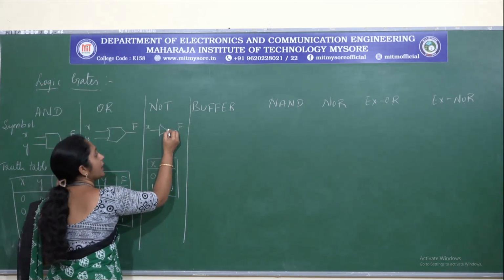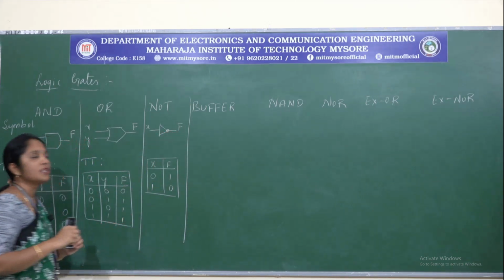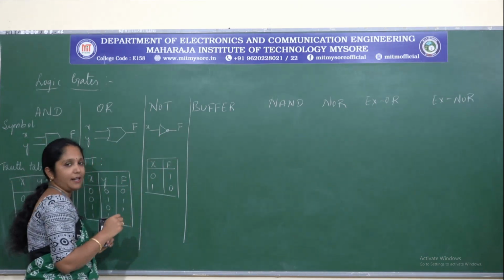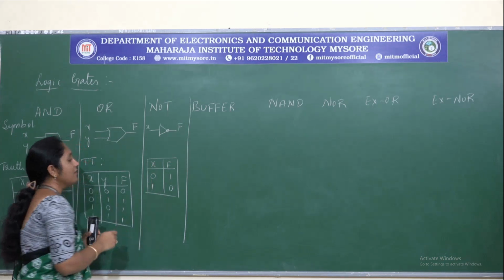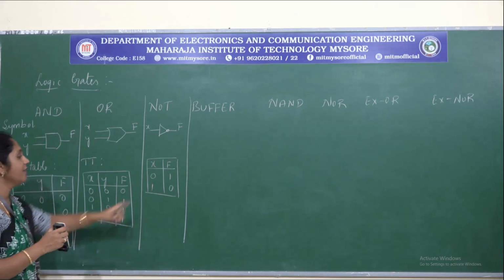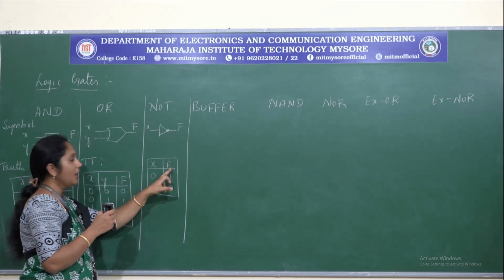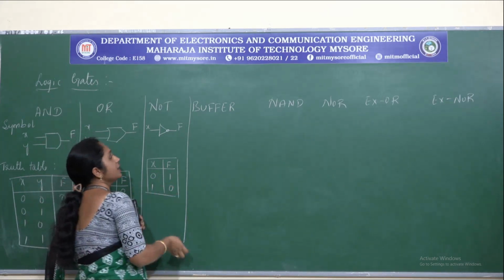Here I have missed a bubble actually. This is the NOT gate symbol. We have a triangular symbol with a bubble at the output side. So we have X, which has a value 0, 1, and the complement of X is the value for F. So 1, 0 is the value.